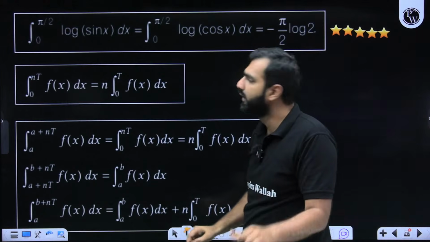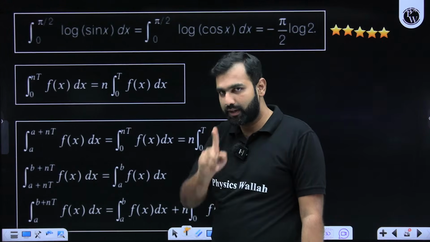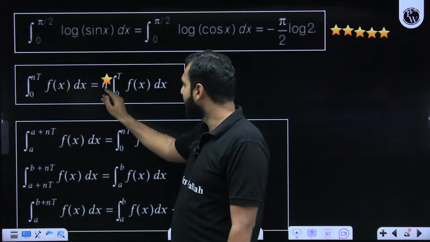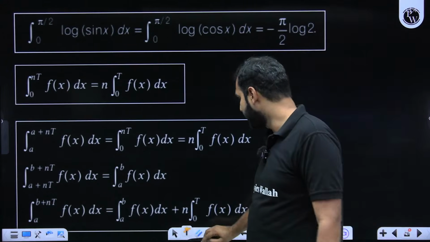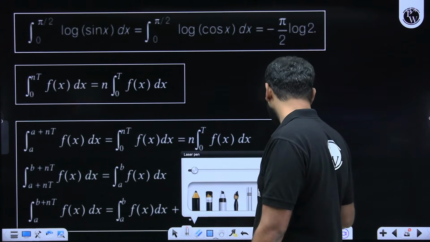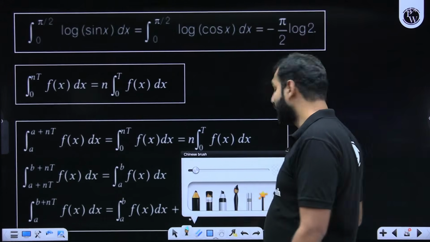So all I'll do is integrate it from 0 to T, that one cycle, and that same cycle is getting repeated n times. So I need not integrate it from 0 to nT. I'll integrate it from 0 to T, and then I'll introduce this n. Did you get that part without any confusion?